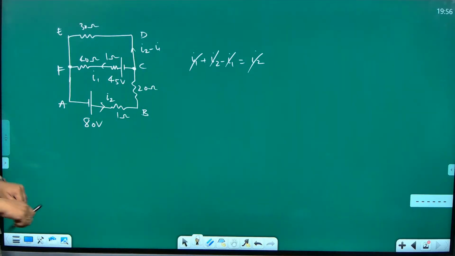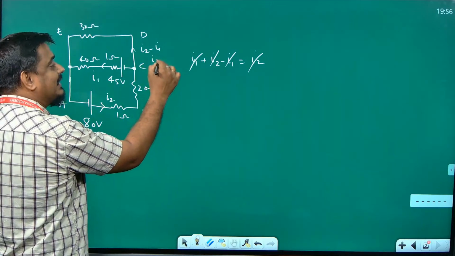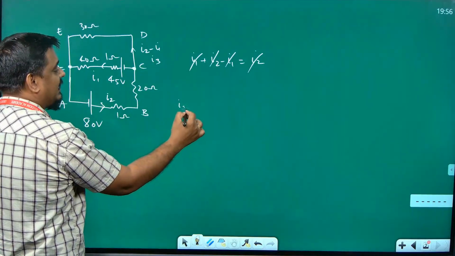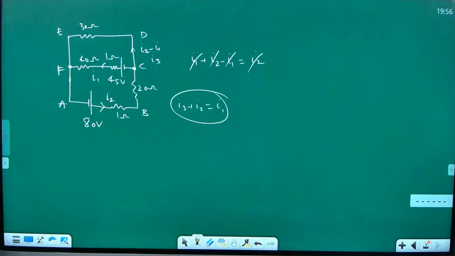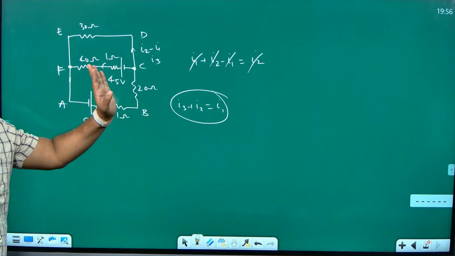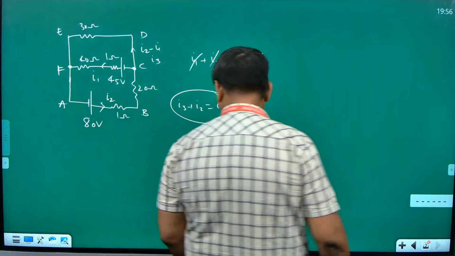When will junction law work? If somebody is taking I3, then it will become I3 plus I2 is equal to I1. Yes, junction law is working here, but the number of unknowns is also increasing from 2 to 3, and in this case it remains only 2, I1 and I2. Okay, I'll continue from here.